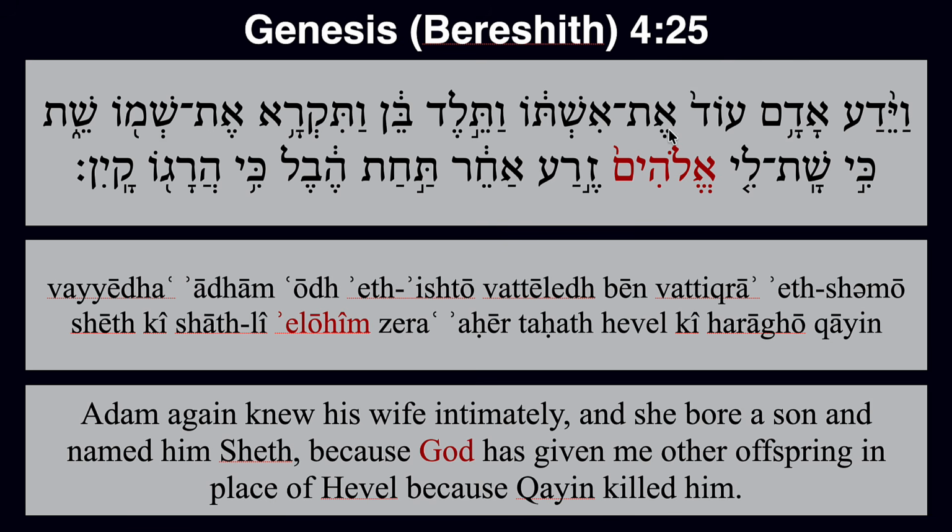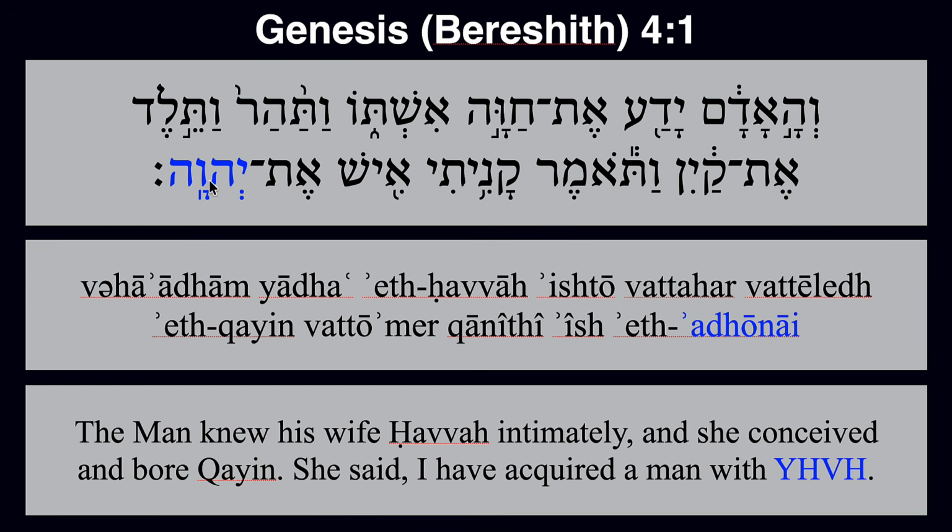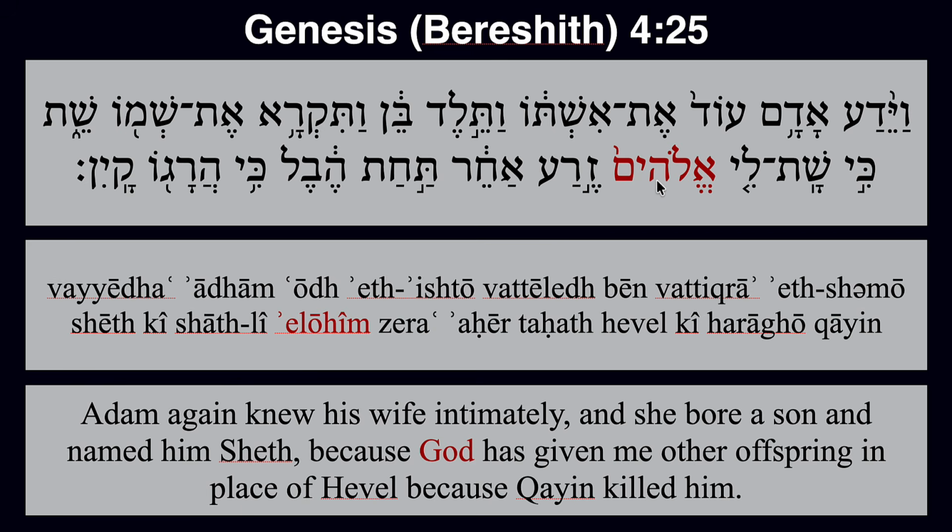Vayeda Adam od et ishto, and Adam knew again his wife, and we read Vatelet ben Vatikra, she bore a son, and she called his name Shet. Ki Shet li Elohim zera acher tachat Hevel. So she is saying, God has given me an offspring in the place of Hevel. Who God? Elohim. She doesn't use the name Hashem she used for Cain in verse 1. In this case, she says Elohim.